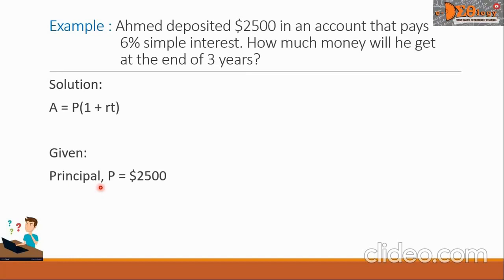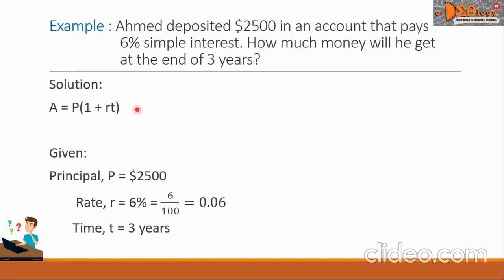First is the principal, denoted by P, and that is the $2,500. Next is the rate, denoted by small r, and that is the 6%. Converting the 6% into decimal, we will write the 6 over 100. And the quotient of this is 0.06. It means the 6% equals 0.06 in decimals. Next is the time, denoted by T, and that is the 3 years.